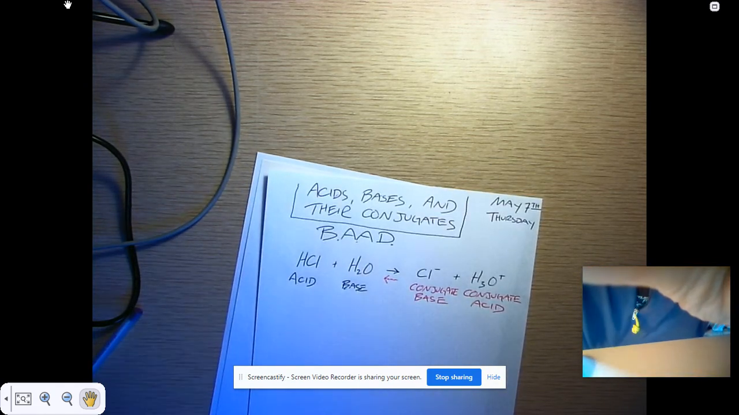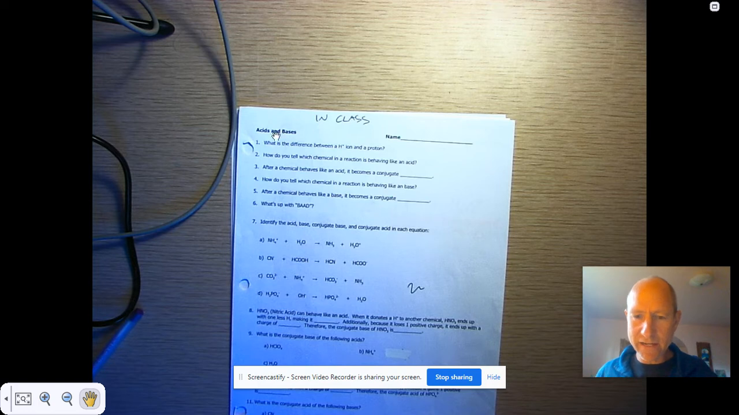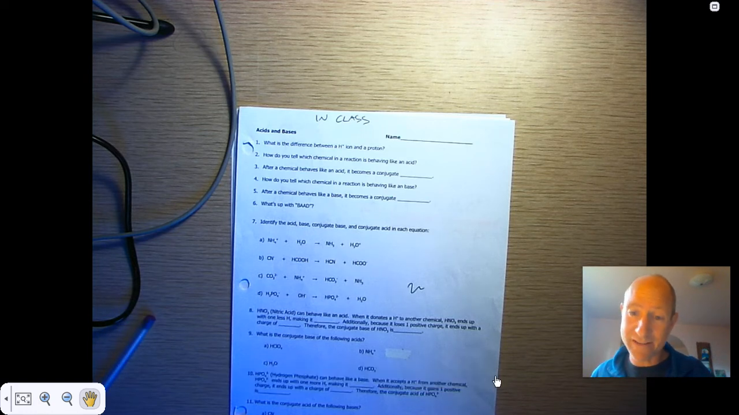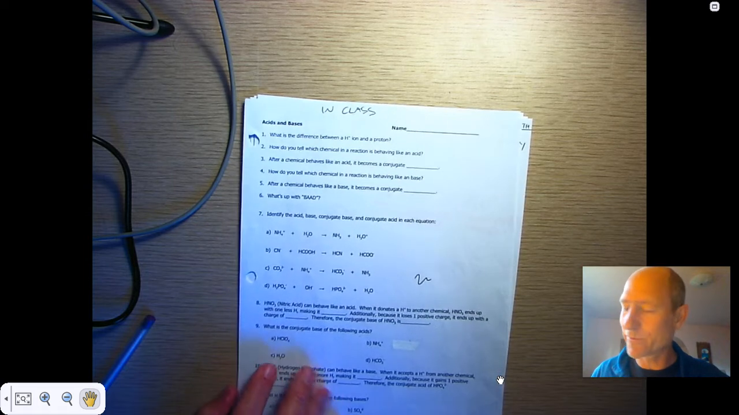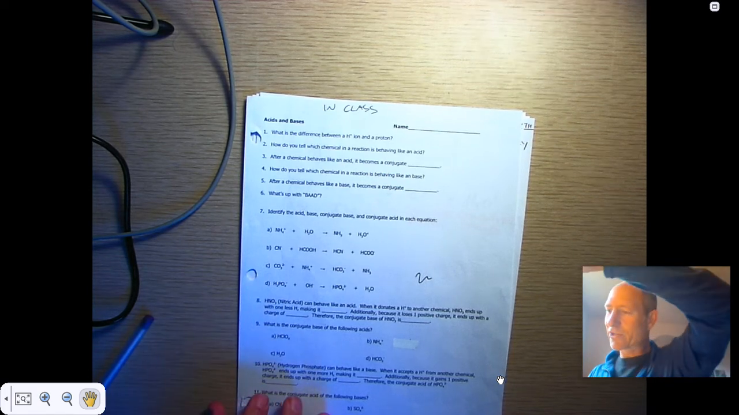So here we go with some practice. I'm going to give you this worksheet right here, and if you have a printer, then you're lucky. You can go ahead and print it out. I don't have a printer. I just had to dig this one out of an old notebook. So if you don't have a printer, you can just look at it on the screen and do it on a separate piece of paper.